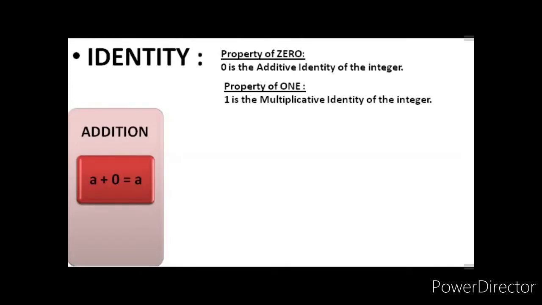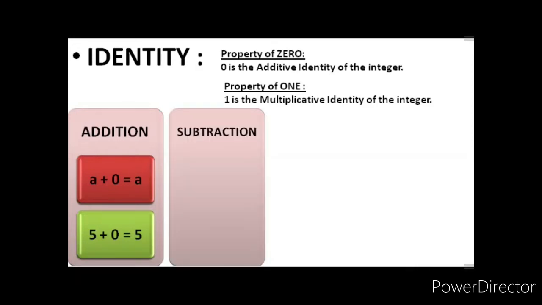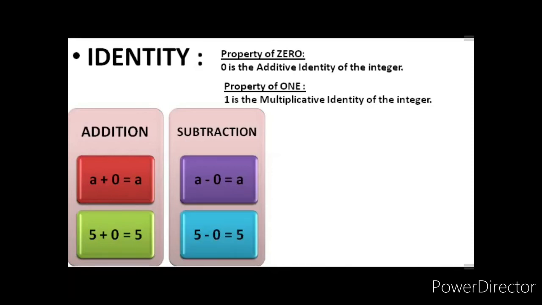Just have a look. For addition, a plus 0 is equal to a. For example, 5 plus 0 is equal to 5. Similarly, a minus 0 is equal to a. For example, 5 minus 0 is equal to 5. Therefore, when 0 is added to or subtracted from any integer, its value remains unchanged. The value of the integer is the same.